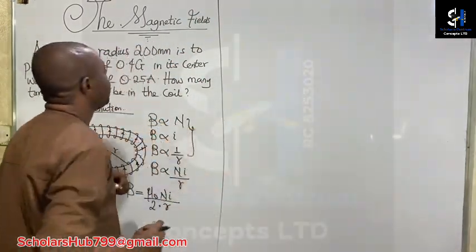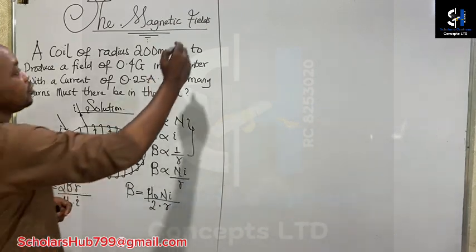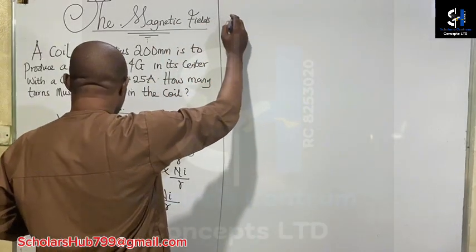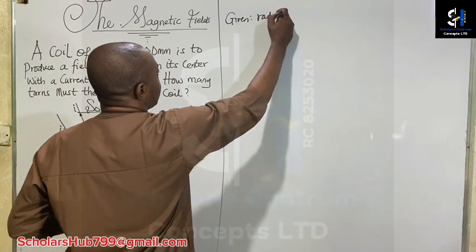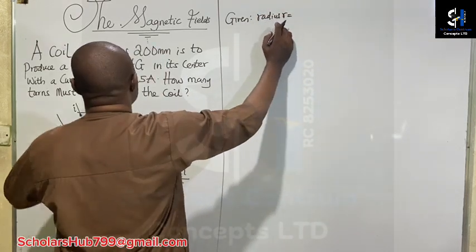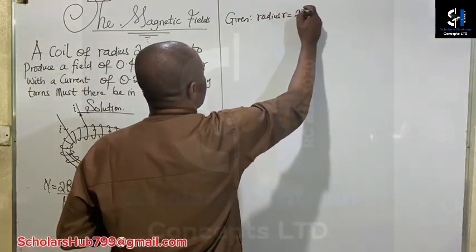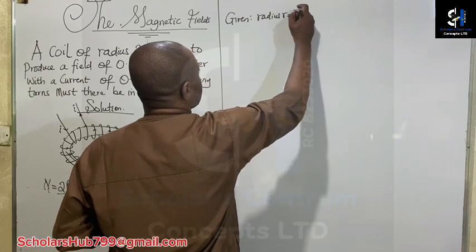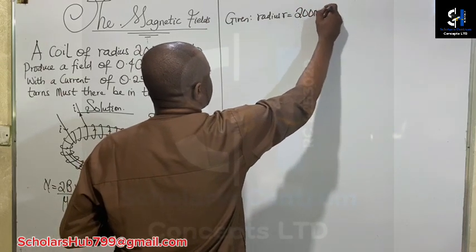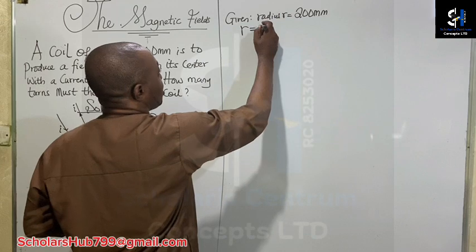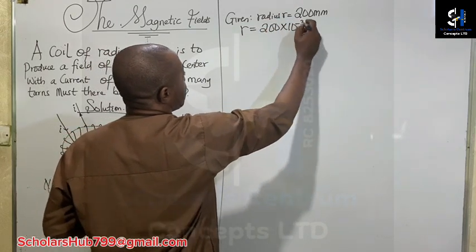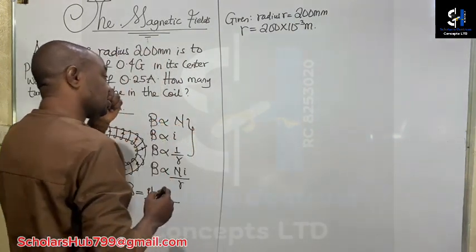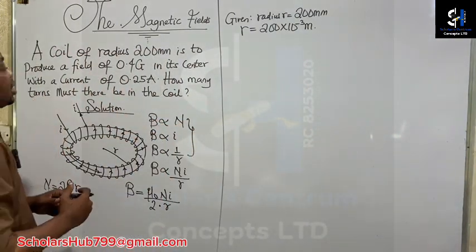Now let's identify the given values. We are given the radius R, which is 200 millimeters. So the radius can be written as 200 times 10 raised to the power of -3 meters. That's the radius.